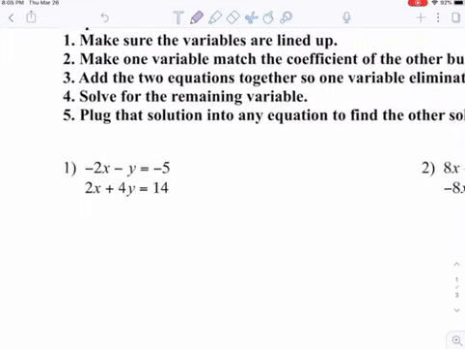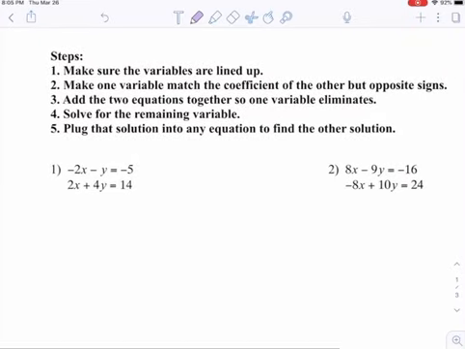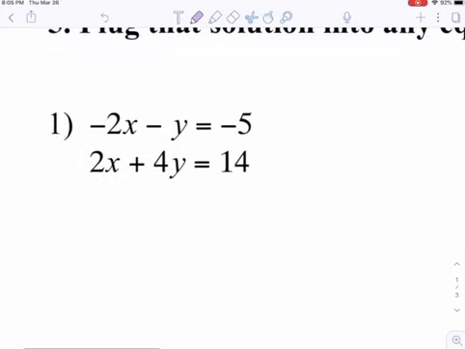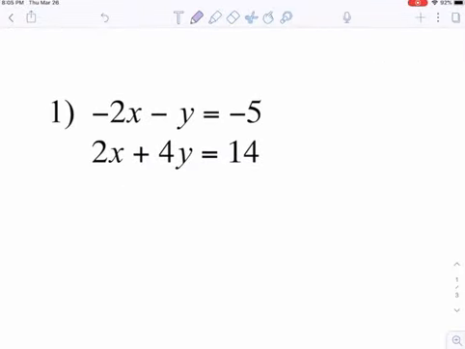The second step is to make one variable match the coefficient of the other but with opposite signs. So in example 1, I want you to notice that the x's both have a 2 as their coefficient, right? The number in front, but one's positive, one's negative. That's what I'm looking for. The same two numbers, but opposite signs. Once I have that, I'm going to add the two equations together.